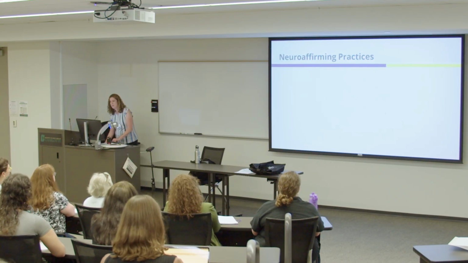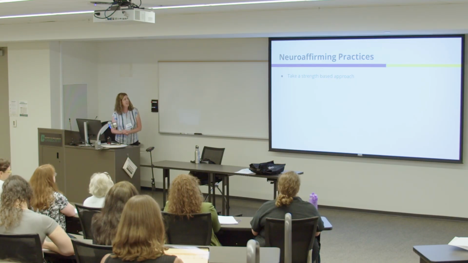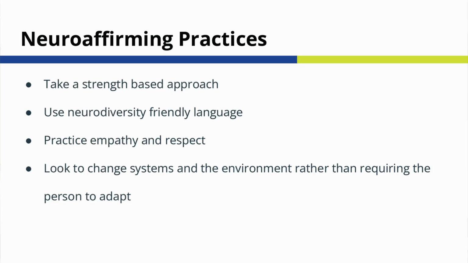So neuroaffirming practices. Like we just talked about, that would be taking a strength-based approach. What are the individual's strengths? What can they do? Using neurodiversity-friendly language may be something as simple as not using terms like normal or abnormal, or even high or low functioning. Those terms are probably helpful to avoid.